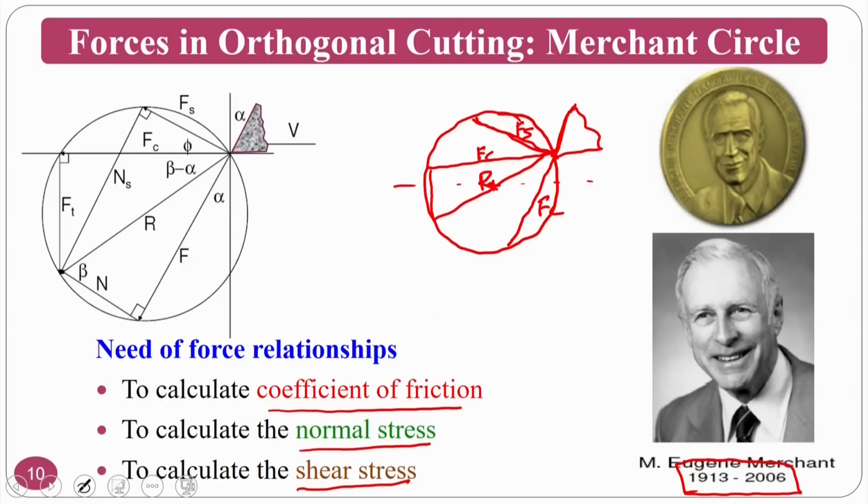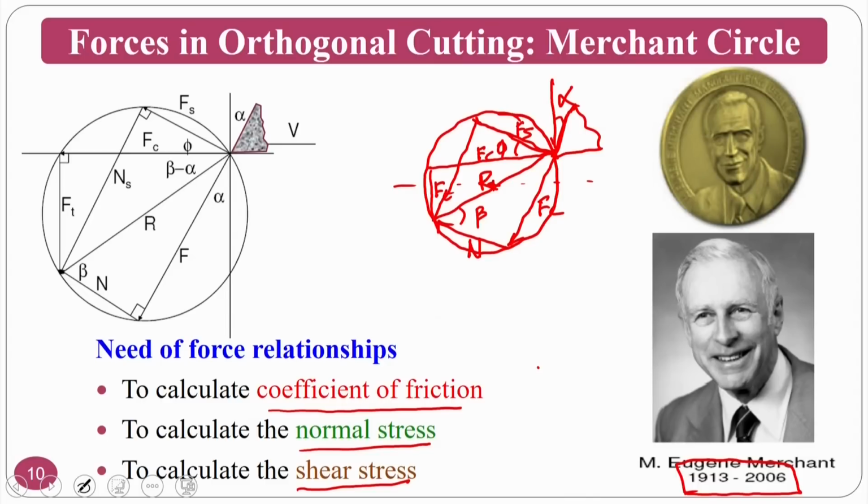This is nothing but R. This is my thrust force. So R will connect to R'. So this is nothing but my N. So this is my frictional angle beta. This is the shearing angle, that is phi. This is alpha, that is the rake angle.